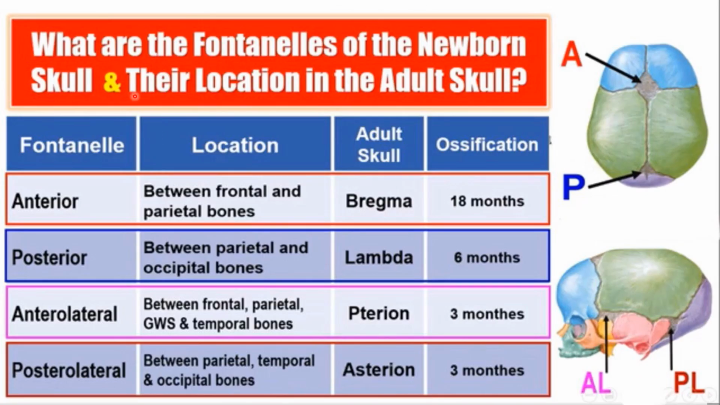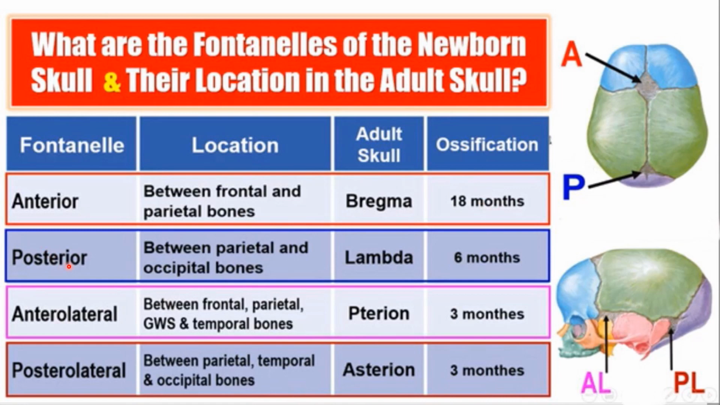Now, what are the fontanelles of the newborn skull and their location in the adult skull? So we'll look at the fontanelles in the infant and their representation in the adult skull. So there are 4 fontanelles. The anterior fontanelle, found between the frontal and the parietal bones. When you go to the adult skull, it is the bregma. And we said that the ossification of the anterior fontanelle is at the age of 18 months.